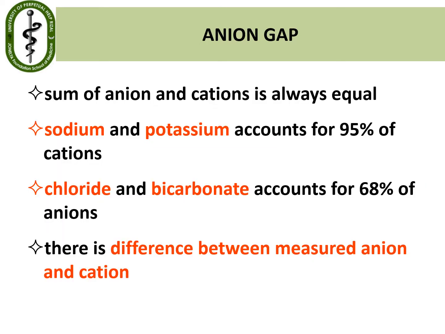Now let's talk about the anion gap. In general, the sum of anions and cations should always be equal. It's noteworthy that sodium and potassium are the predominant cations that make up around 95%, and chloride and bicarbonate account for 68% of anions. There is always a difference between measured anion and cation.